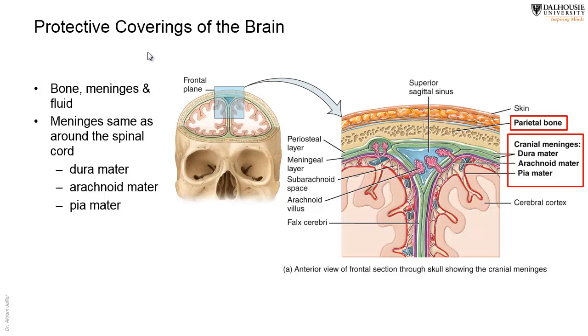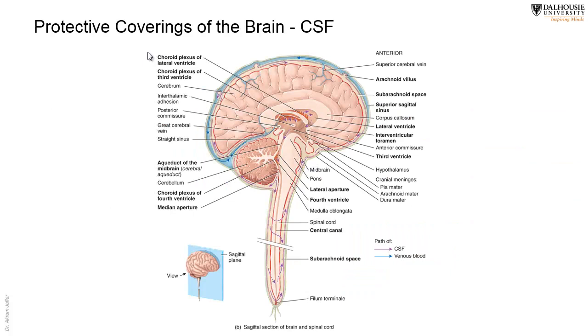It's the same arrangement as that of the spinal cord. The pia mater is directly applied to the spinal cord, and then there is the subarachnoid space, and then the arachnoid is directly applied to the dura. So on one side it's dura, on the other side it's the arachnoid mater. And then the cerebrospinal fluid.